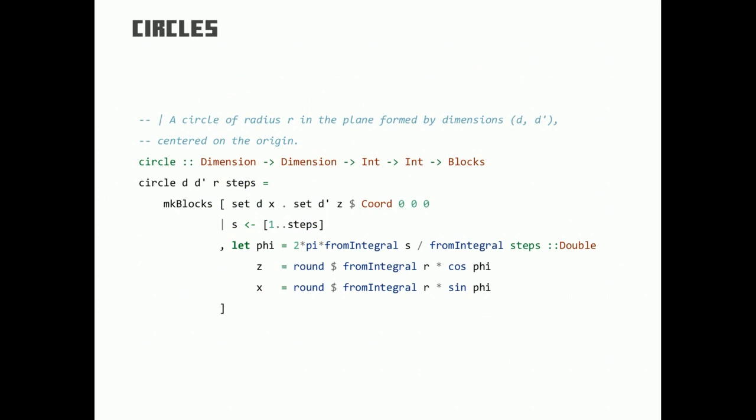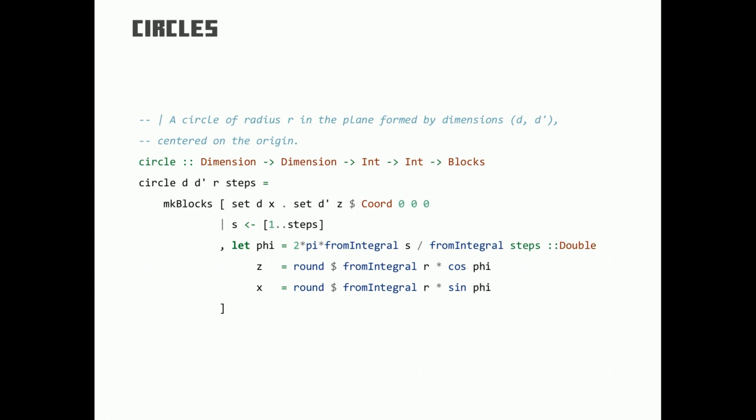Circles. For the castles, I wanted circular turrets and circular roofs and things like that, so I had to do circles. This is, of course, really easy. High school algebra, really, trigonometry, sorry. But here I parameterized it by 2 dimensions, so I can create a circle in a particular plane. There's a steps parameter there where I can control how many steps.